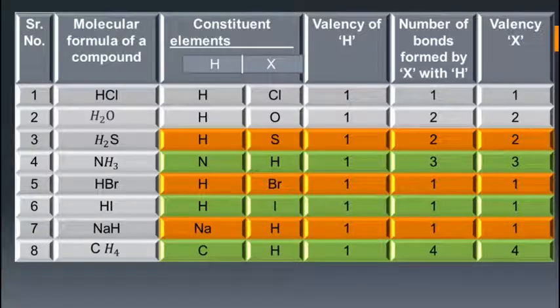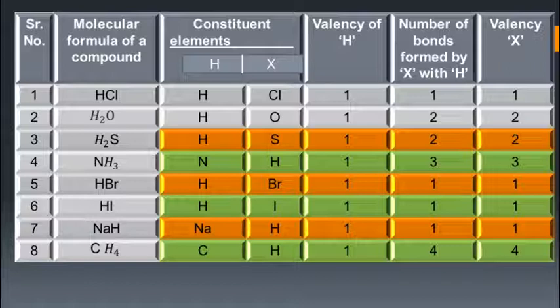Now students, the valency of H will be constant, that is 1, and the number of bonds formed by X with the other atom is the valency of X. So first we will see HCl. In the molecular formula HCl, the H atom forms one bond with chlorine. So the constituent elements in HCl will be H, and the other element X will be Cl. The valency of H is constant, it is 1, and the number of bonds formed by X with H is 1. So the valency of chlorine will be 1.